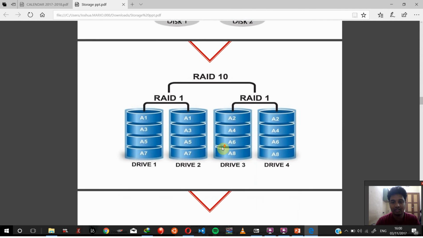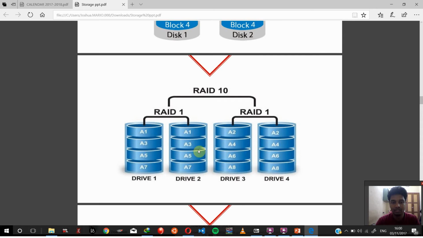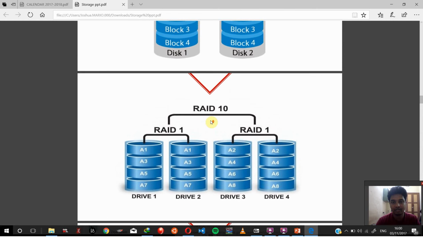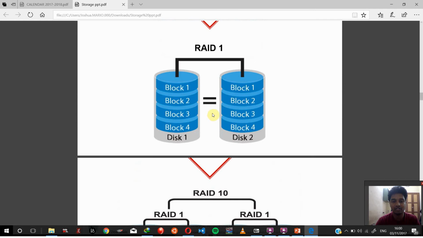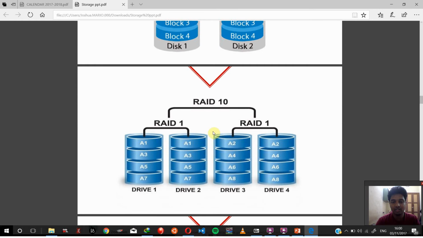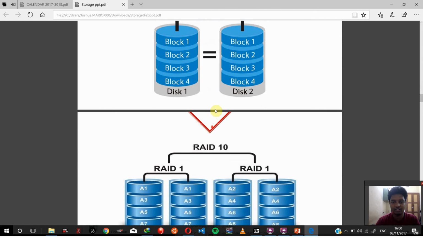RAID 1+0 combines the features of both striping as well as mirroring. So the data is striped on one set of disks and is mirrored on another set of disks. This somewhat reduces the cost burden produced by RAID 1 and RAID 0. So it's a much better alternative when compared to RAID 1 and RAID 0.